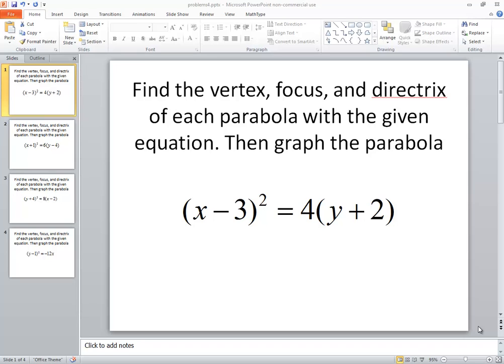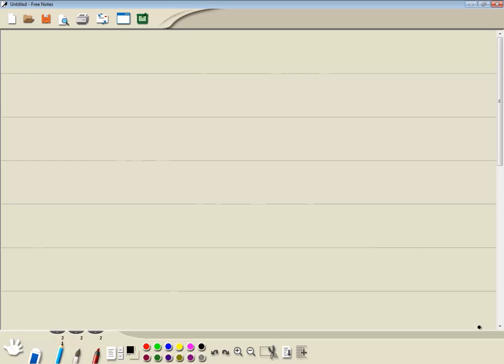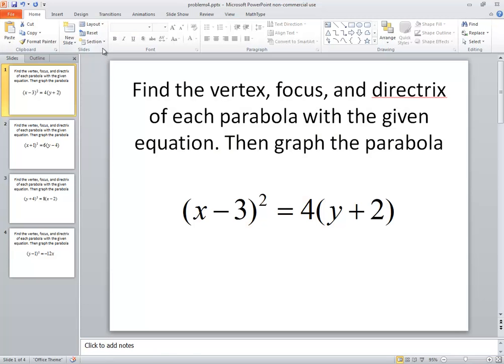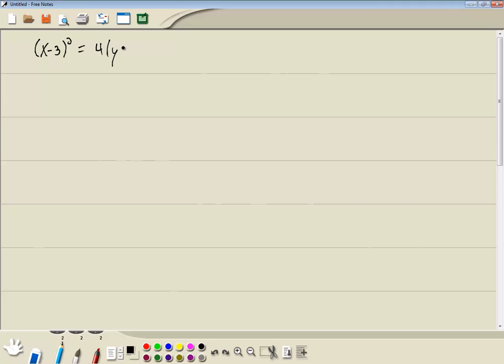In this problem we want to find the vertex, focus, and directrix of each parabola with the given equation, then graph it. So we have (x minus 3) squared equals 4 times (y plus 2). Now we have to figure out which formula to use.